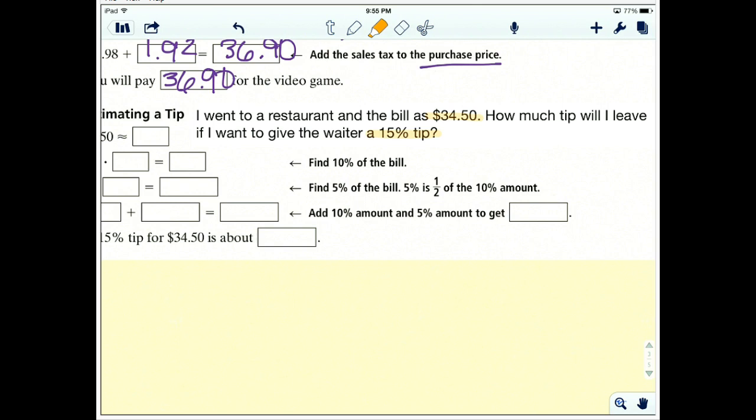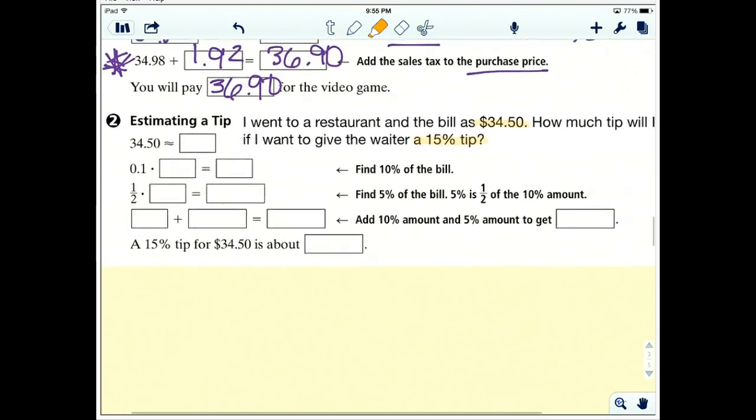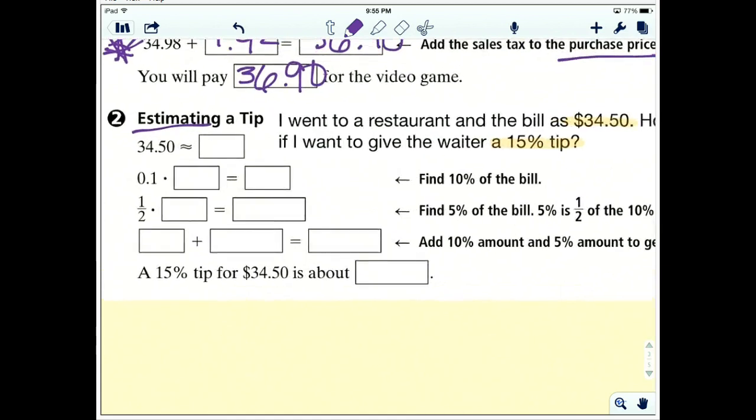Well, 15% is not an easy number to deal with. If it was 50%, quickly you could divide that by 2 and you would get your answer. But what we're going to do here is round, since we're estimating, okay? So we're going to round $34.50. That's about $35.